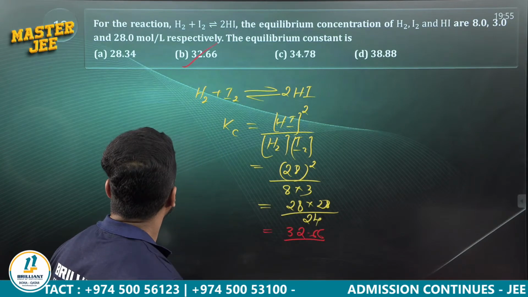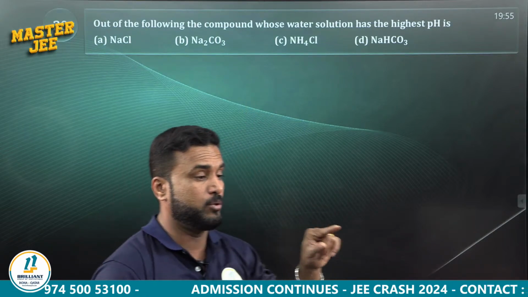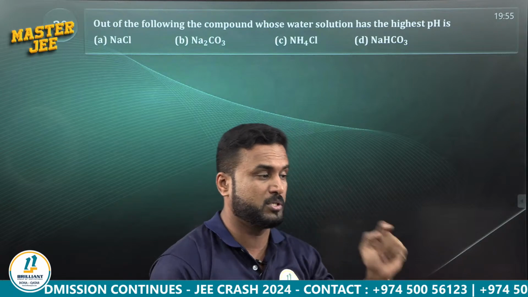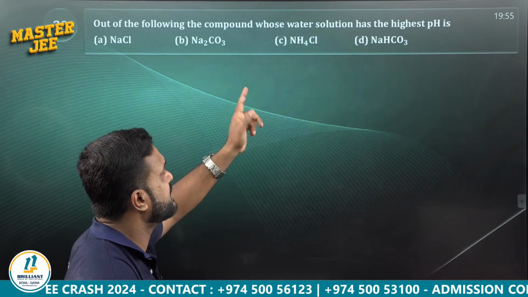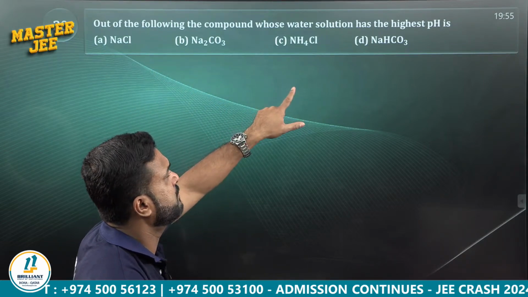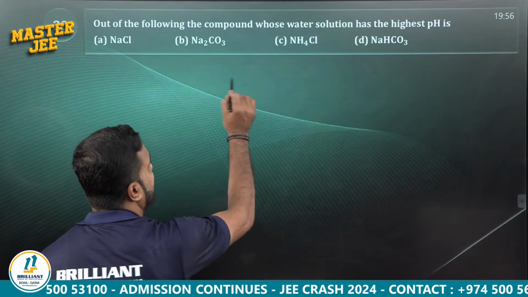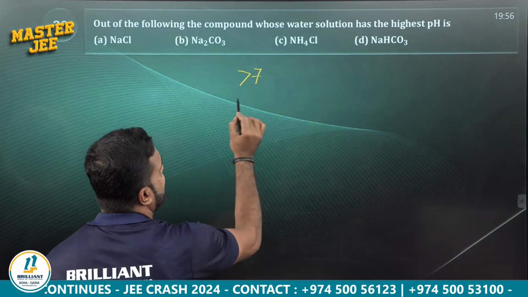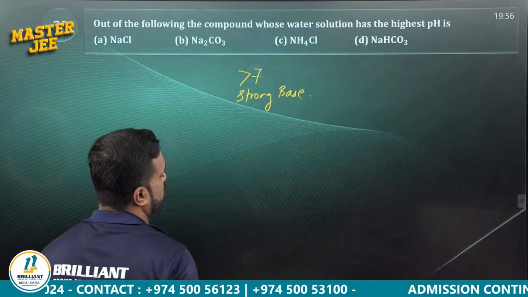The last question. Okay, question number 20. See, question number 20, again this is the salt hydrolysis part that you have to give focus. In the last exam also the question was there. Salt hydrolysis means, so many salts are there, salt of weak acid and weak base. Out of the following, the compound whose water solution, meaning when a salt dissolves in water to form a solution, which one has the highest pH? See, whenever they are asking for the highest pH, it should be greater than 7. So greater than 7 means it should be a strong base. Okay, salt of a strong base.